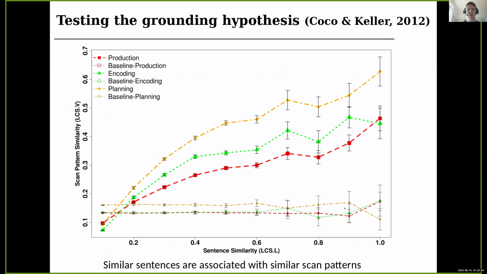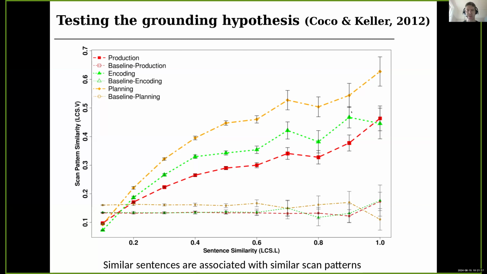So this is, I don't want to say classic study, but old study that we did more than 10 years ago. And what we can see here is the sentence similarity on the x-axis. So here we have two sentences and we compare how similar they are. And I'll explain in a moment how, but let's assume we have a similarity measure over sentences. And then here on the y-axis, we have a similarity measure across scan patterns. And what we see is that the two correlate.